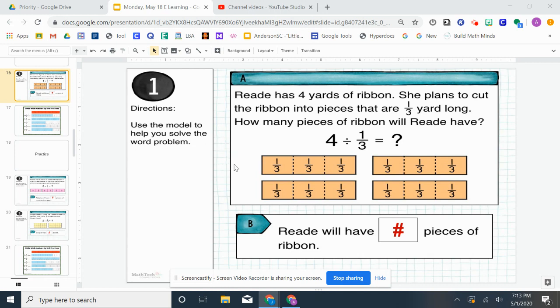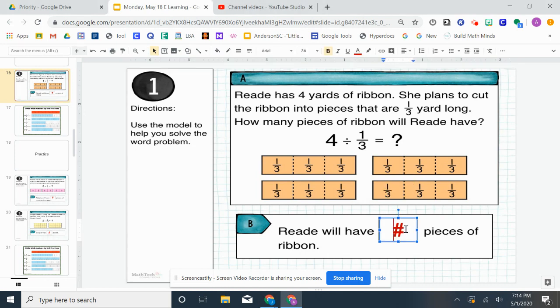As you can see, I have 1, 2, 3, 4 rectangles, just like she had 4 yards. And each rectangle is split up into 1/3 size pieces. 1/3, 2/3, 3/3, and a whole. So let's count and see how many 1/3 size pieces she can fit in all 4 yards. 1, 2, 3, 4, 5, 6, 7, 8, 9, 10, 11, 12. She can fit in 12 1/3 size pieces.